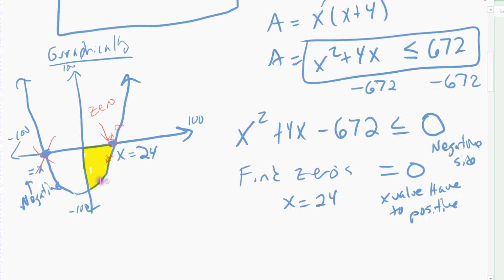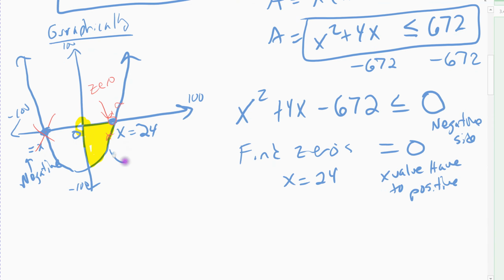That's the less than, negative part. I can't keep going forever because it doesn't make sense to go past 0. So the only answers that work are anything from 0 to 24. My x values are less than or equal to 24 and greater than or equal to 0.